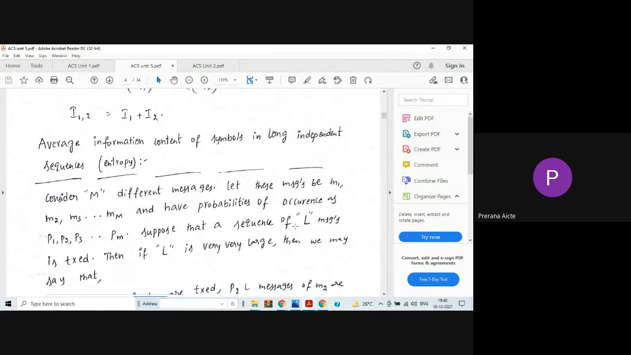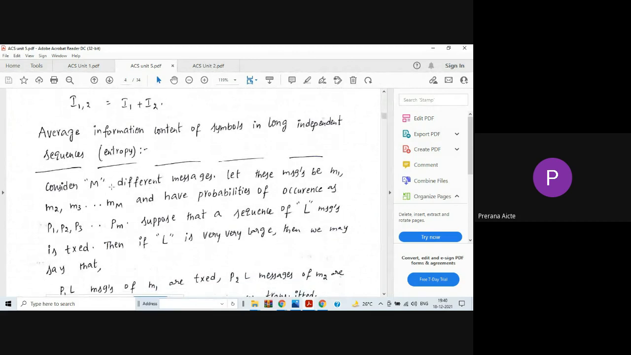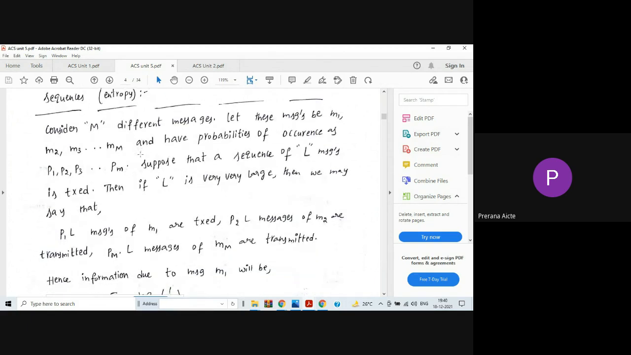See here, what does entropy mean? The average information content of symbols is called entropy. Consider M different messages, M1, M2, and so on up to M_M, which possess probability values P1, P2, and so on up to PM.